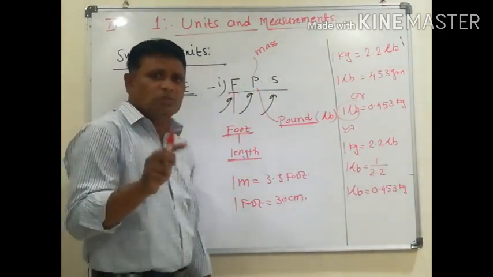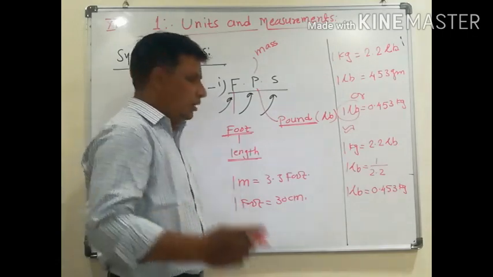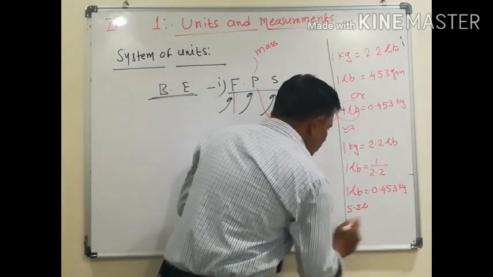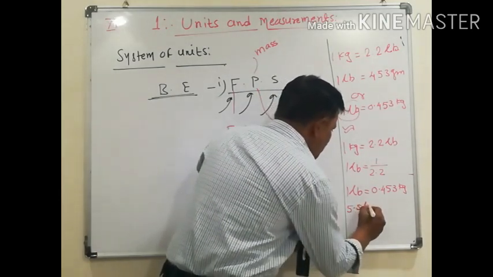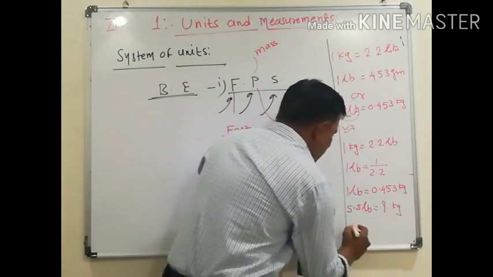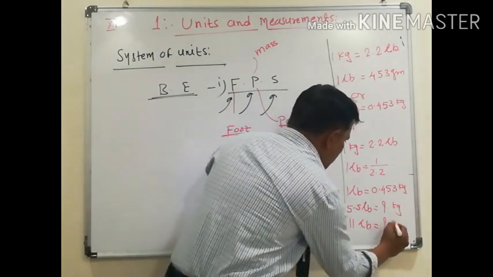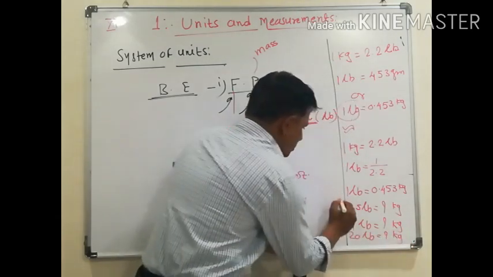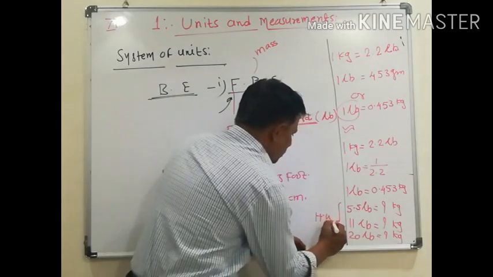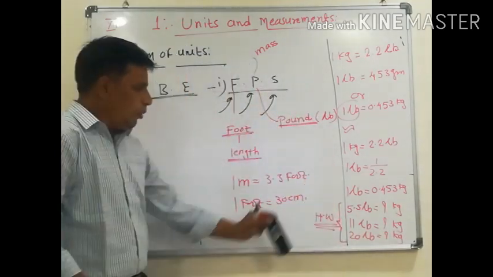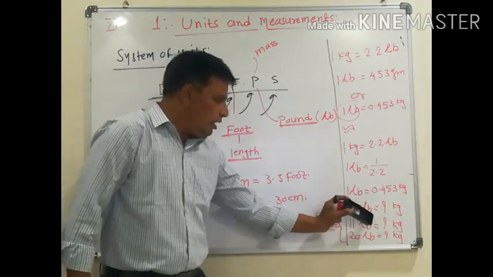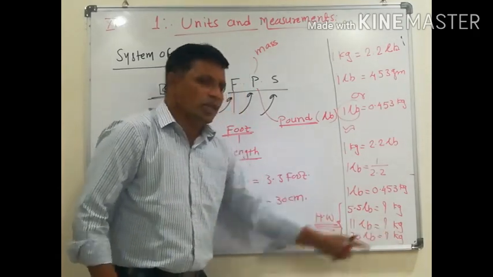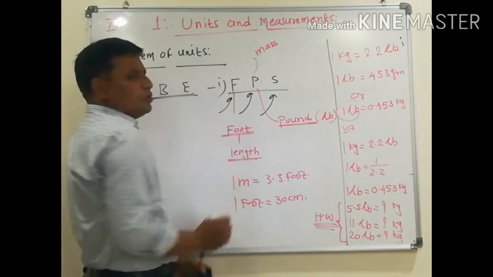Okay, very important, convert these for your homework. What about 5.5 lb, how many kg? Then 11 lb is how many kg? Or 20 lb is equal to how many kg? This is your homework. Look here, homework: 5.5 lb is how many kg? 11 pound is how many kg? 20 pound is how many kg? So in that system, mass is measured in pound.